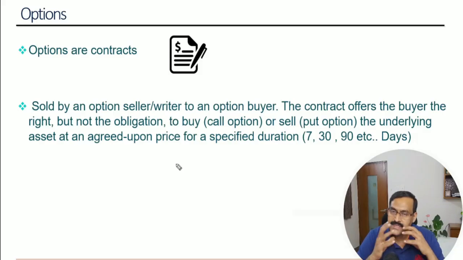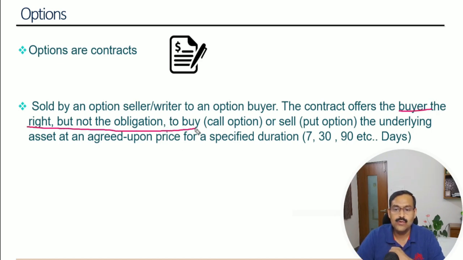Coming to the options, options are also contracts. They are sold by the option seller to the option buyer. The option seller is also called the option writer. The contract offers the buyer, and this is important, the buyer, the right but not the obligation to buy in case of a call option, or sell in case of a put option, the underlying asset at an agreed upon price for a specified duration. The duration can be weekly, monthly, quarterly, etc.